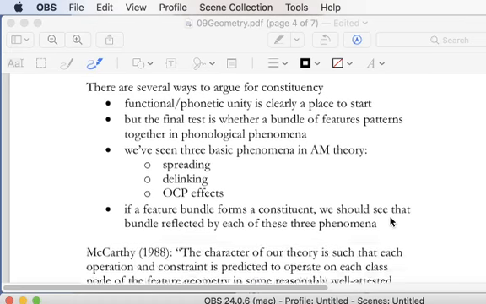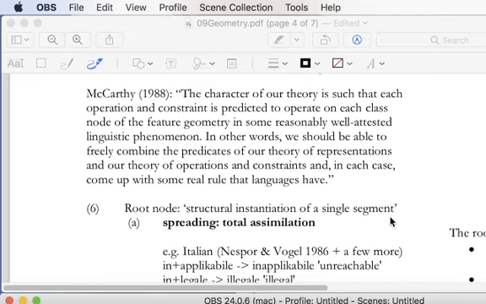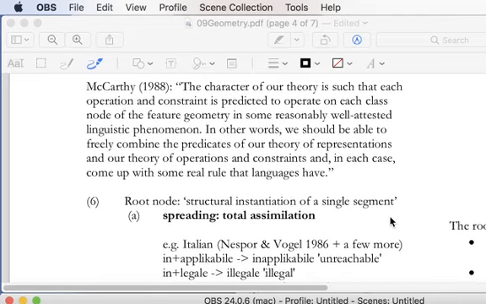So this is based in part on the paper by John McCarthy that's on the website here from the 1980s. Here's what he says. The character of our theory is such that each operation and constraint is predicted to operate on each class node of the feature geometry in some reasonably well-attested linguistic phenomenon. In other words, we should be able to freely combine the predicates of our theory of representations and our theory of operations and constraints, and in each case come up with some real rule that languages have.